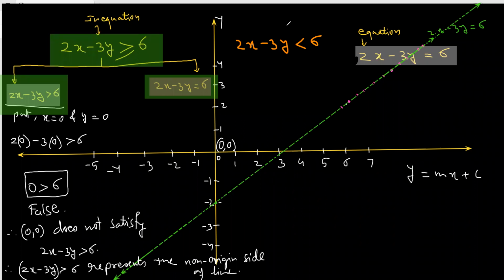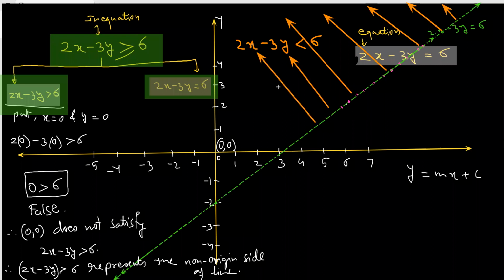So see, how do I get the half plane? The half plane will be this side. You see this? So you will now go for this side. This is the solution set of this inequation. What does it represent? It represents the half plane which is containing the origin.